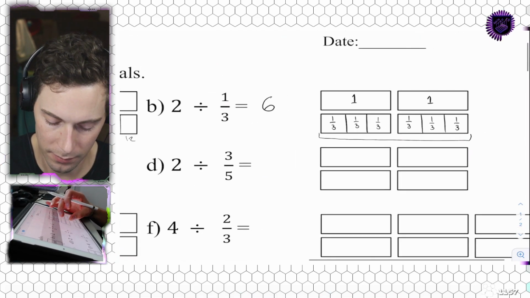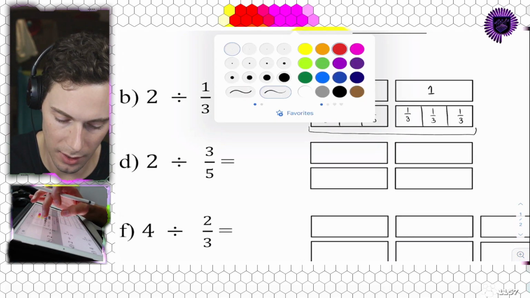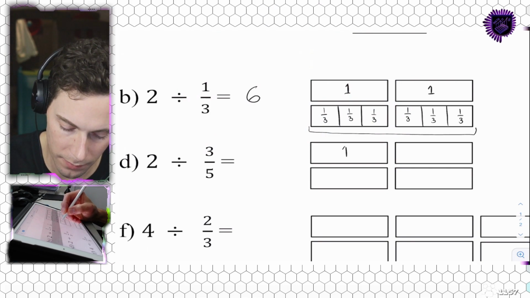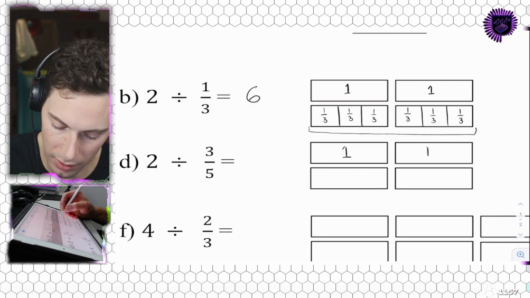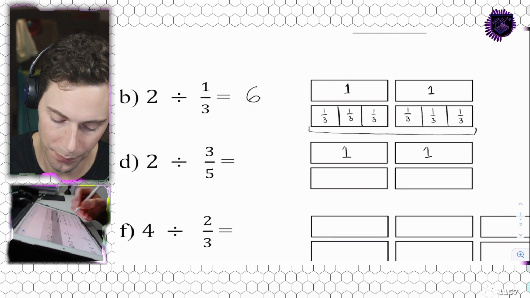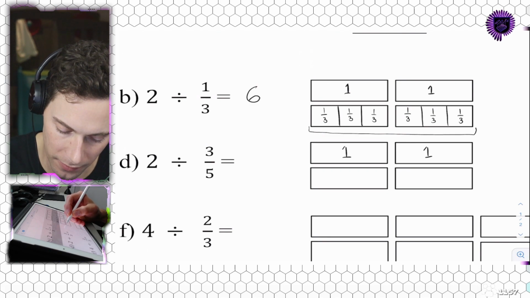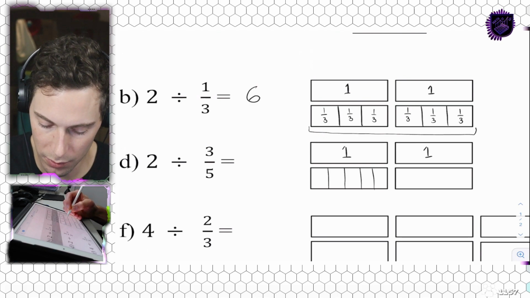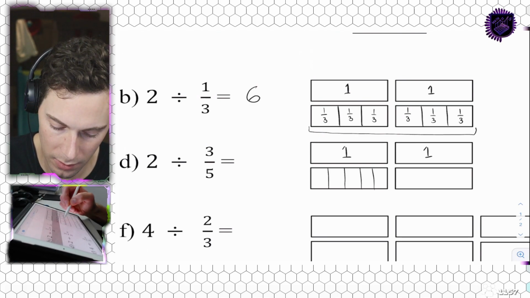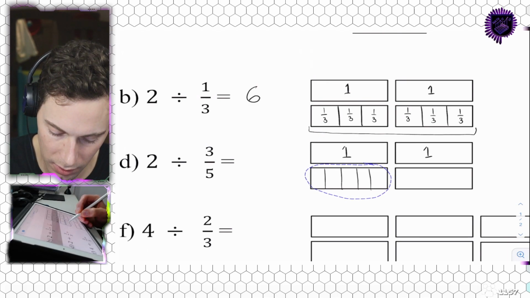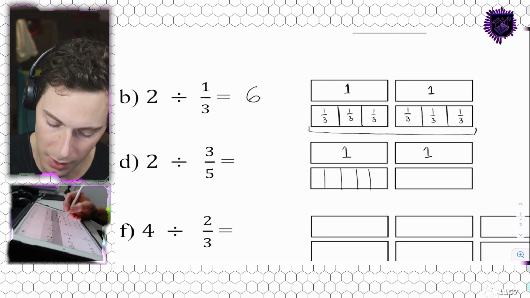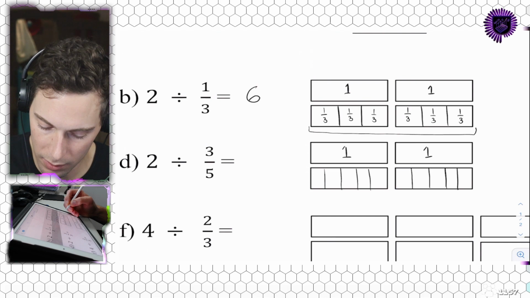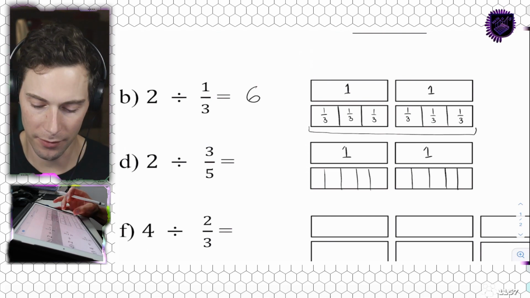Let's look at the next one. 3/5. Okay. Let's once again draw out our numbers. We have our 1 group here. We have our second group of 1s, because we're talking about 2. And we're going to break those up into 5ths again. 2, 3, 4. That's close. I wonder if I can shift all those over just a tiny bit. There we go. A little bit better. 1, 2, 3, 4. Not perfect groups, but good enough.